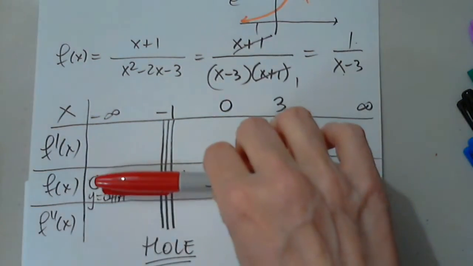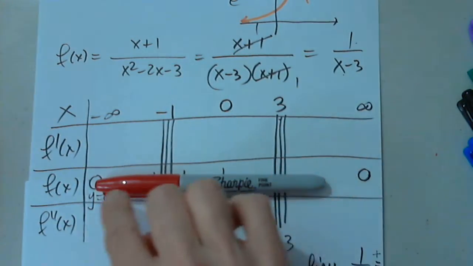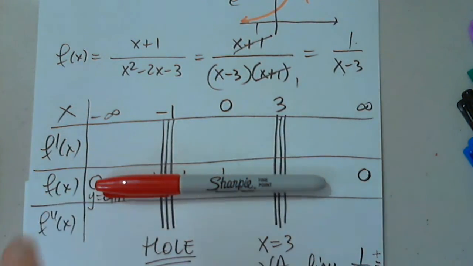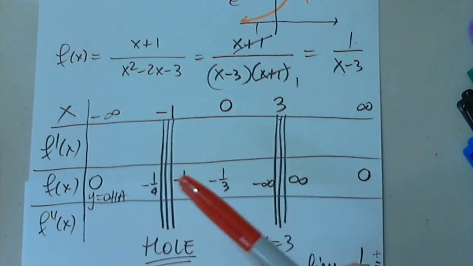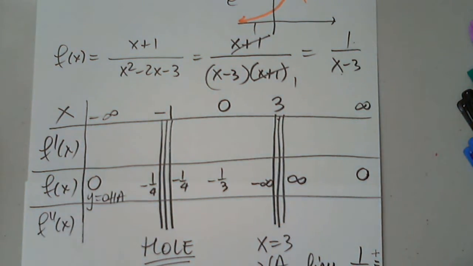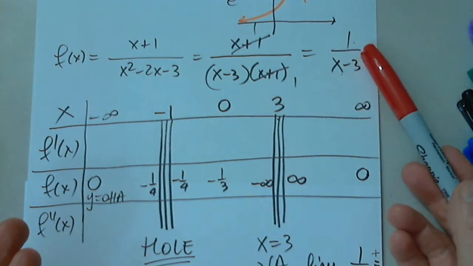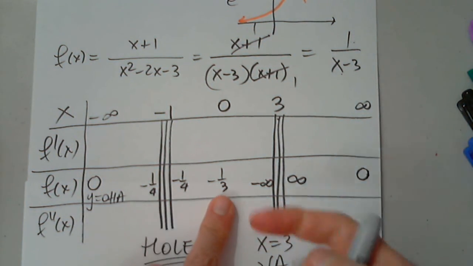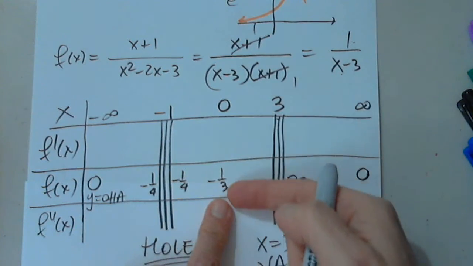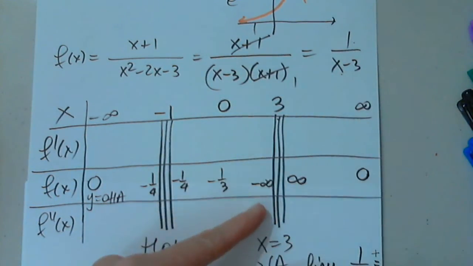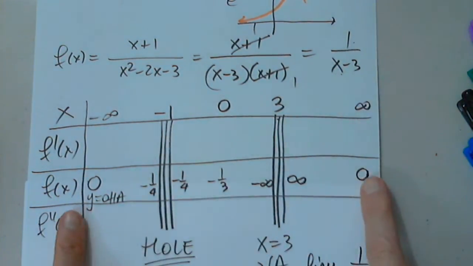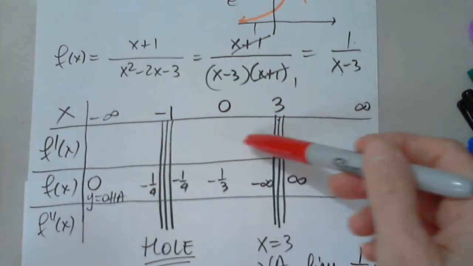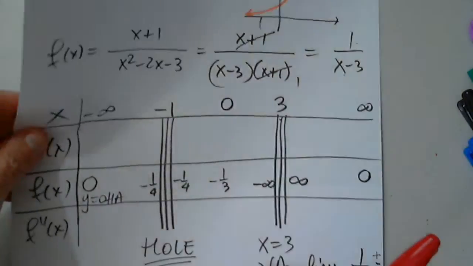So now I exhausted the function. There is nothing else I can learn about the function from the function itself. X and y intercepts, if they exist: there is none, I cannot set this equal to 0. When x is 0, y is this, the y-intercept. Limits, because it's a vertical asymptote, and the horizontal asymptote. There's nothing else. So now I move on to the first derivative.